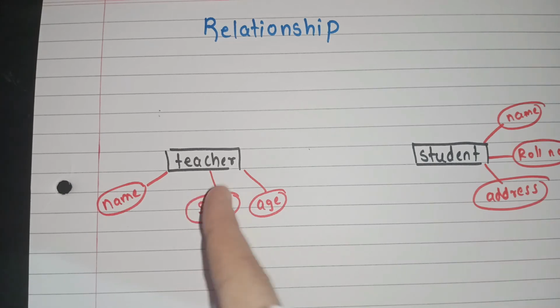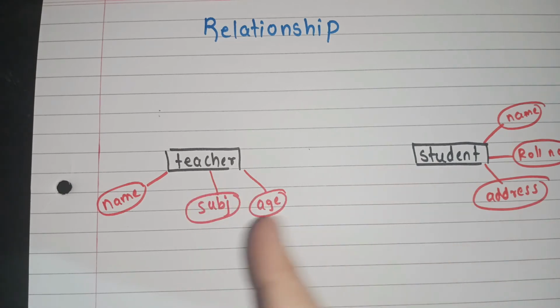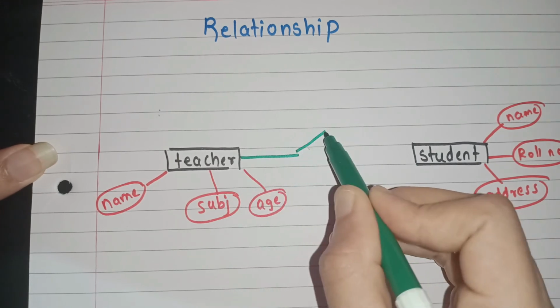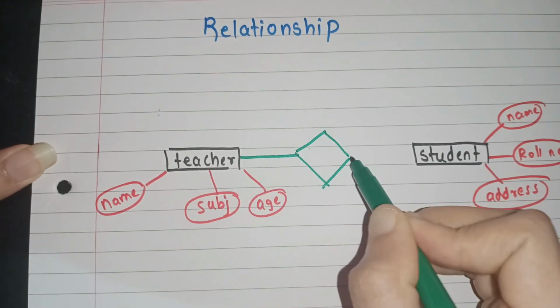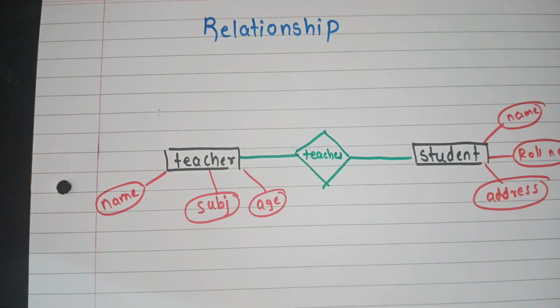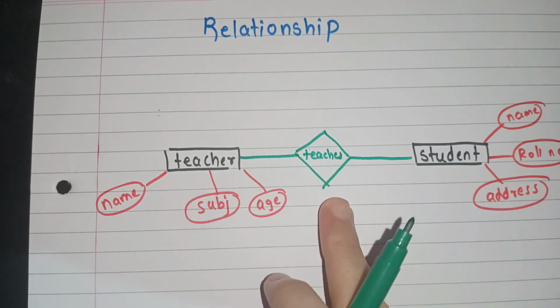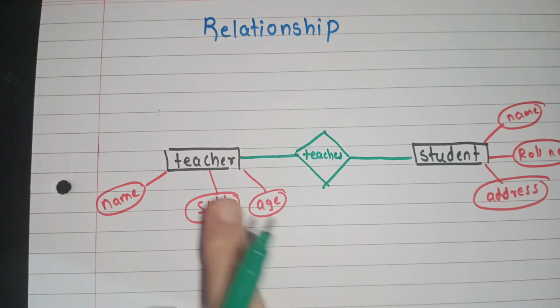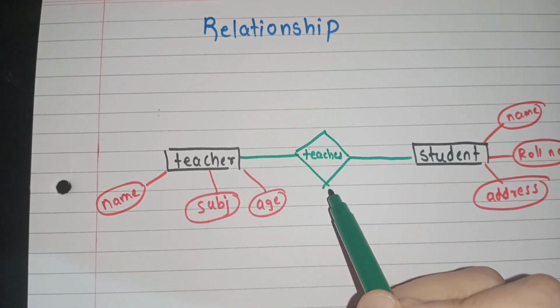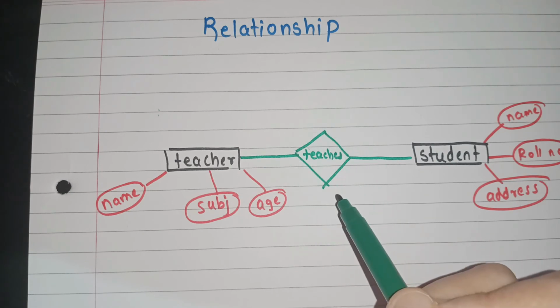So the connection between teacher and student, that is the connection between two entities, is known as a relationship. We can draw the relationship like this diamond. Here we will write teaches. So teacher teaches some subject to student. So teacher and student are connected through this relationship, and this is known as relationship.